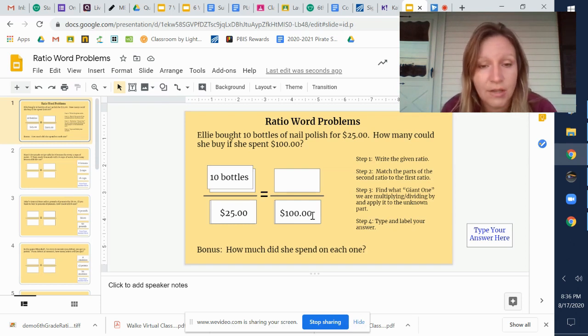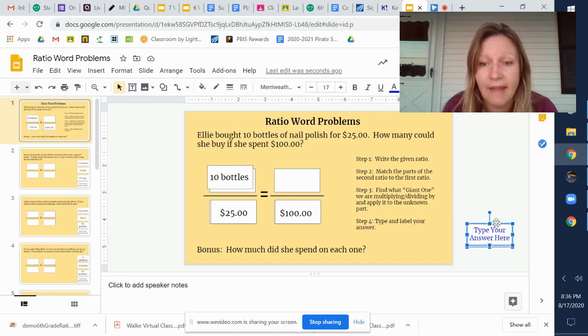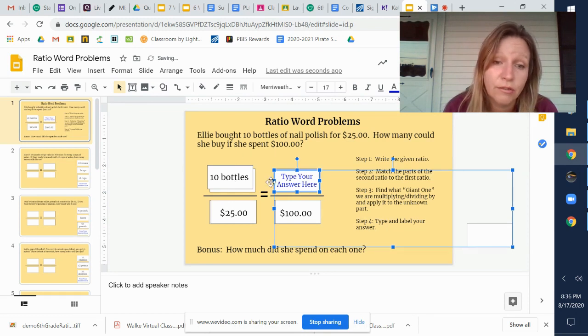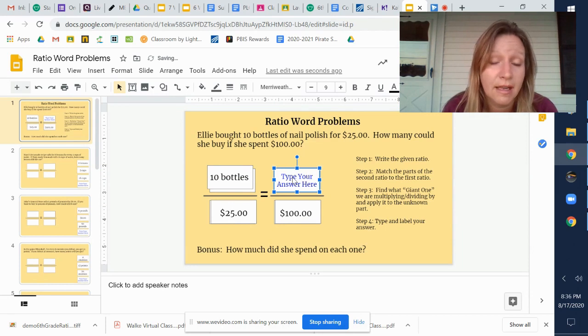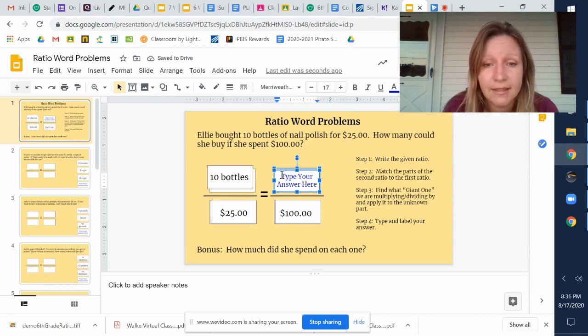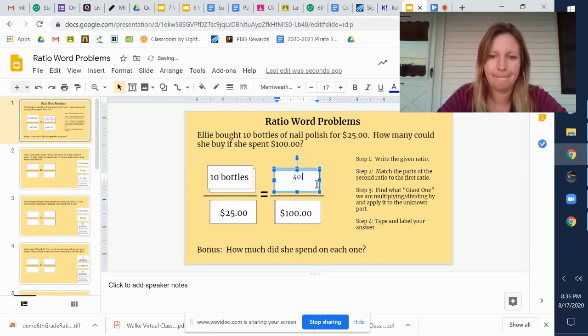We all know that with fractions, what we do to the bottom, we also have to do to the top. So to get my final answer, I need to take 10 times 4. 10 times 4 gives me 40, and the label for that is going to be the same label that was on the original fraction, which was bottles. So the correct answer is 40 bottles.